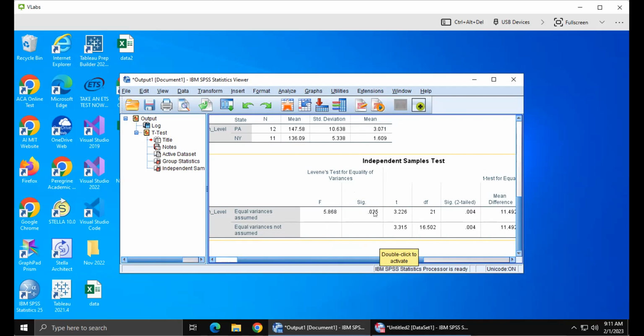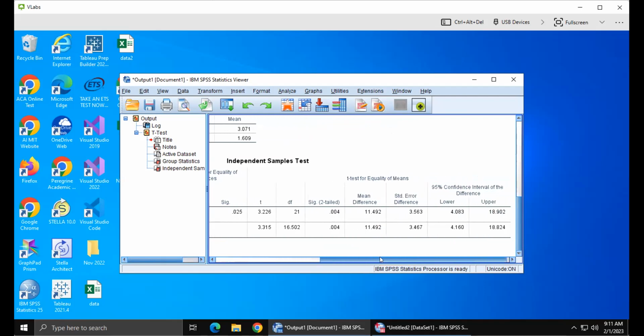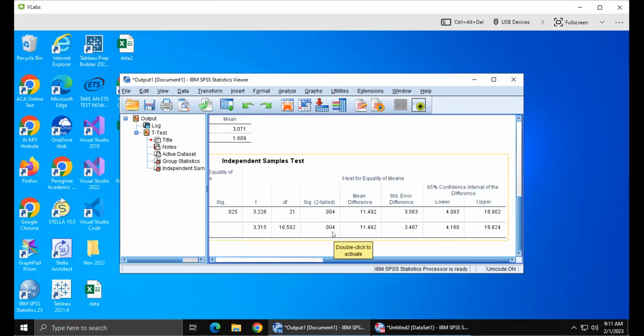And if the significance level is pretty big, like 20%, we assume equal variances. That means we're going to read off the second row. And here we see that we have a significance level of 0.004 or 0.4%. That indicates to us that our hypothesis results were significant. That is, we're going to reject the null hypothesis in favor of the alternative hypothesis.